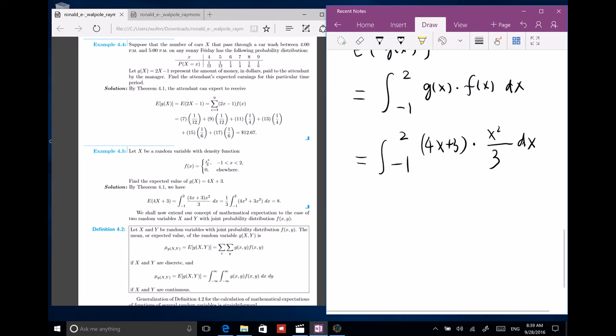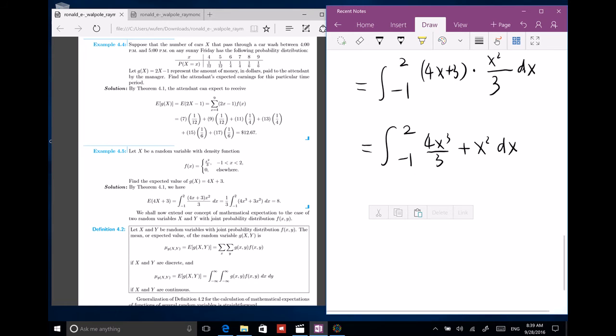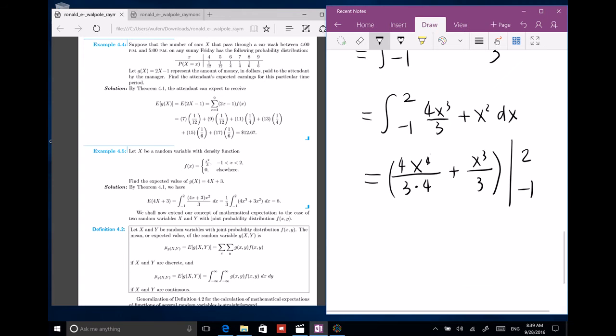Now we just do the integral from negative 1 to 2. Distributing, 4x is 4x cubed over 3, plus 3x cancelled is just x squared, dx. Now take the antiderivative. First one, you add 1 on the power, so it's x to the power 4 divided by 3 times the new power, plus x cubed, add 1 on the power, divided by the new power, which is 3. Then plug 2 and negative 1 into the function.